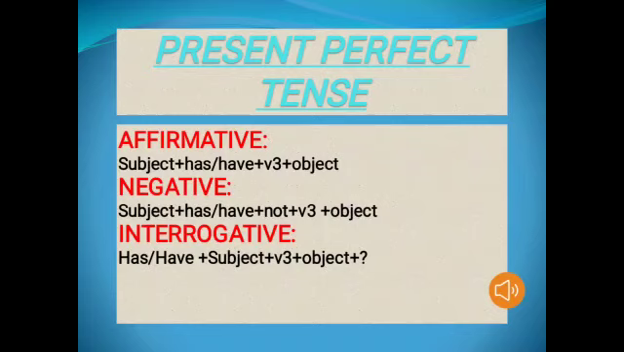In the negative sentences, the rules are subject plus has or have plus not plus third form of the verb plus object. And next is interrogative sentences. Interrogative sentences are started with the helping verbs, that is has or have. Has or have plus subject plus third form of the verb plus object plus question mark, means the sentence ends with the question mark.